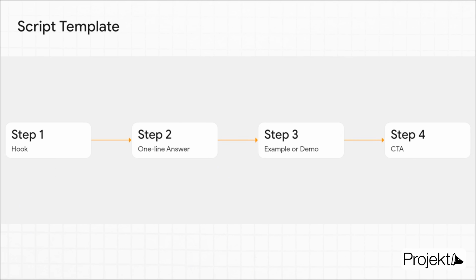Now that you've got your clip, you need a script. And this simple 4-step template is basically the key to consistency and delivering value every single time. You start with a powerful hook. You deliver a clear one-line answer. You provide an example or a demo to make it real. And you finish with a specific call to action. That's it.